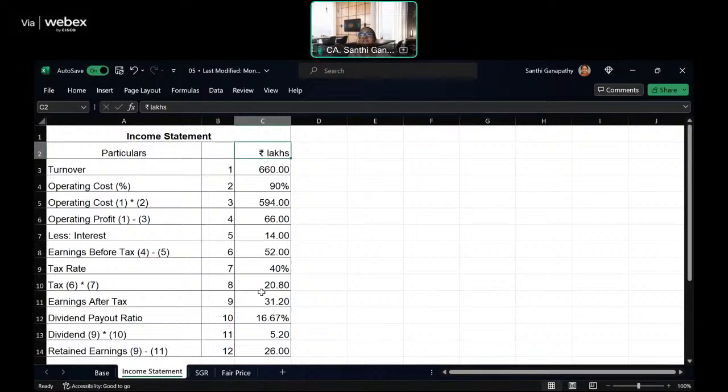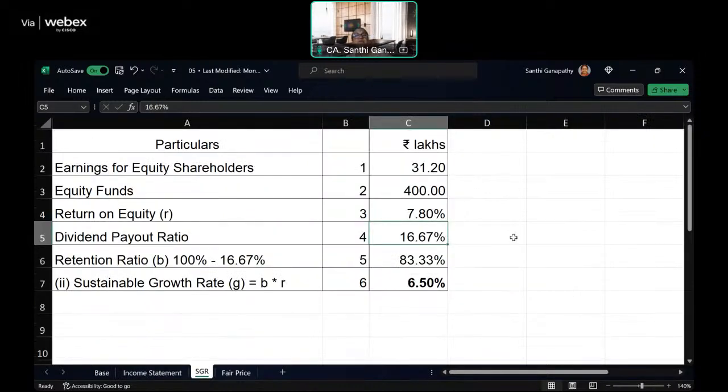We are interested in the sustainable growth rate. Sustainable growth rate is retention ratio into return on equity. Earnings for equity shareholders is there. Equity funds is there. We can find return on equity. Dividend payout is given. We can find retention ratio, and then sustainable growth.